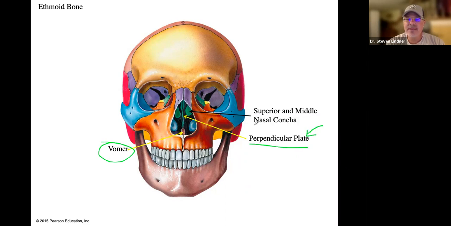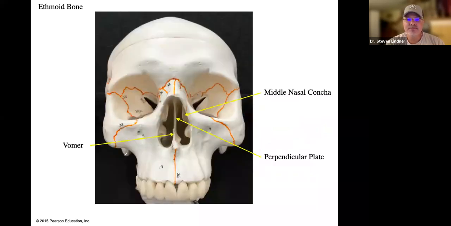Then we have the nasal concha. Here is the inferior nasal concha, and here is the middle nasal concha. We can't quite see the superior because it's too high up, okay? So again, here's the vomer on the bottom, this section. Superior to it is the perpendicular plate. Here is the inferior nasal concha, and here's the middle nasal concha. Superior is higher up, would be somewhere in here.